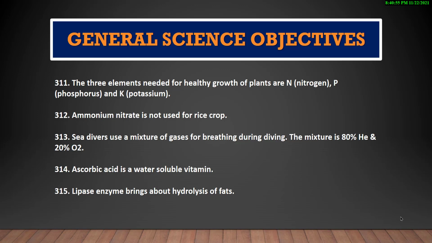Ammonium nitrate is not used for rice crop. Sea divers use a mixture of gases for breathing during diving. The mixture is 80% helium and 20% oxygen. Ascorbic acid is a water-soluble vitamin. Lipase enzyme brings about hydrolysis of fats.